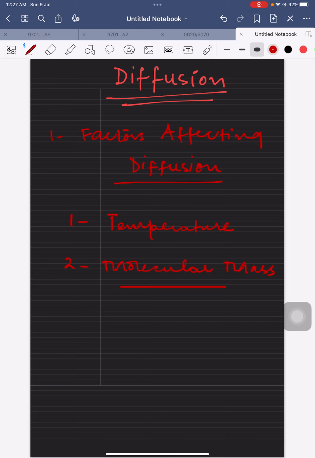First of all, I'm going to explain how temperature is going to affect diffusion. Guys, we know this thing, that by increasing the temperature, the kinetic energy of the particles will be increased, and hence when we are increasing the kinetic energy of the particles, movement of the particles will be increased as well. We can say that the speed of the diffusion will be increased. Overall, it can be concluded that when we are increasing the temperature, the speed and rate of the diffusion will be increased.